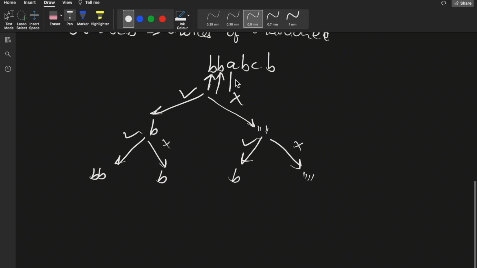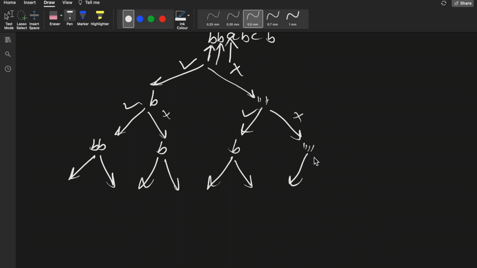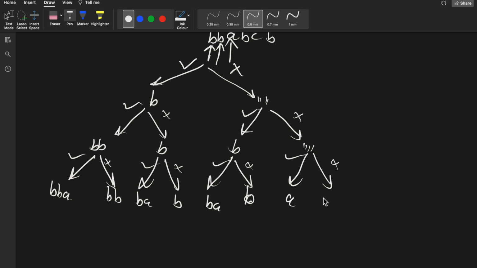The next character comes, A. So from each node of this string you have 2 choices for A, include or not include. Same thing at every place. So like B, B, A, then B, B, only B, B, A, only B, A, and empty string.